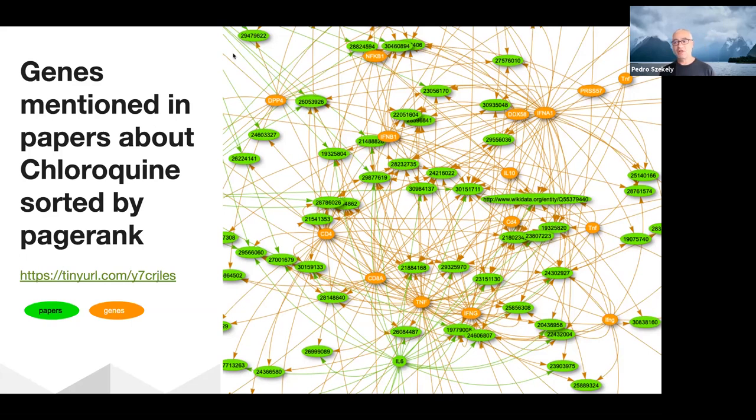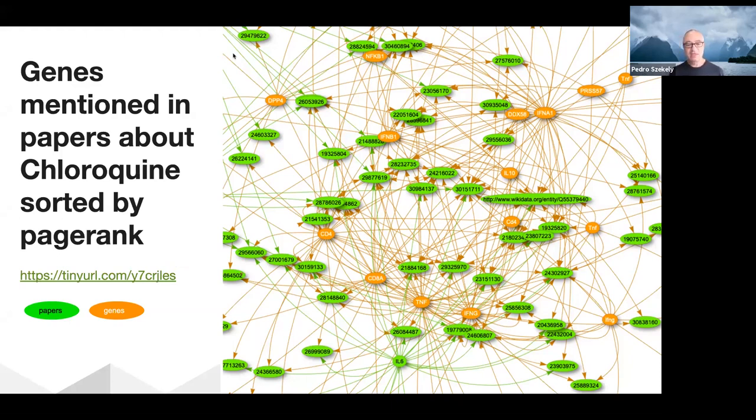When we build a knowledge graph, we run PageRank and other centrality metrics over it, so our SPARQL queries can rank based on the centrality metrics, and this is what you get. TNF and CD4 seem to be kind of important. The greens are the articles, and you can click and go there, which I will do if I have time at the end.